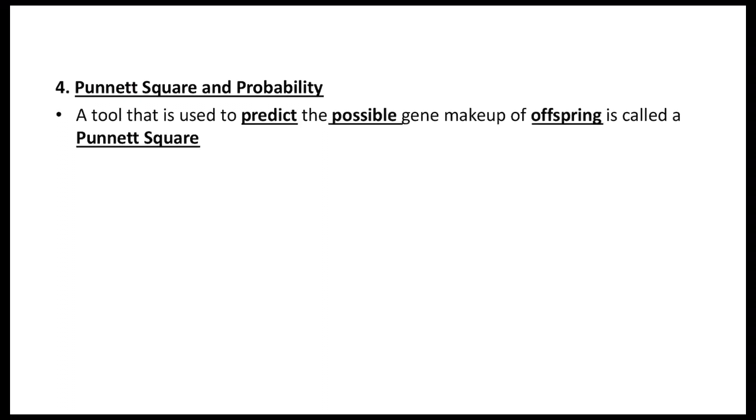So we can now use this information along with probability to predict what our potential future offspring will look like, or we can track backwards and predict the parents. So to do this, we use a Punnett square and probability. So a Punnett square is a tool that is used to predict the possible gene makeup of an offspring.